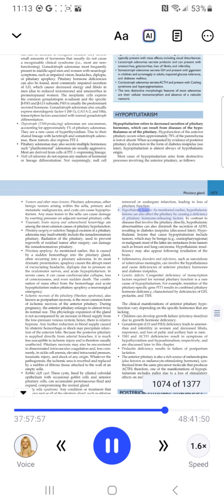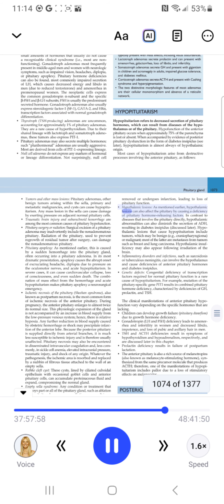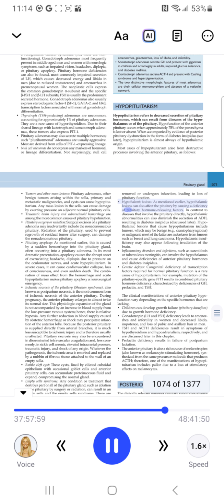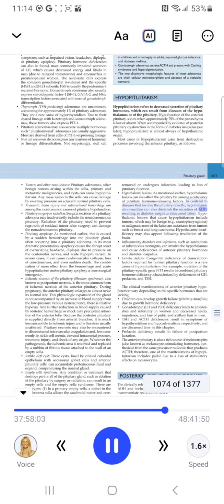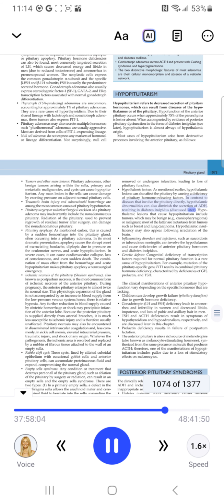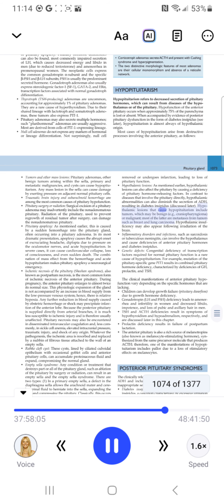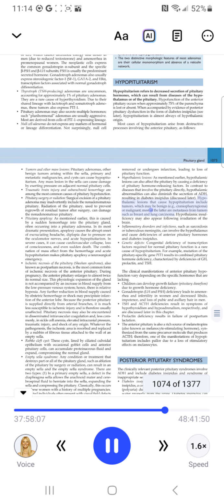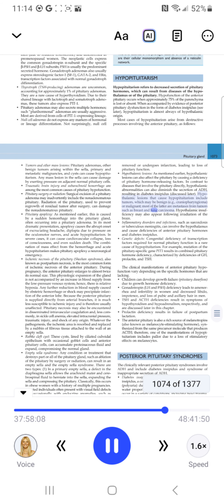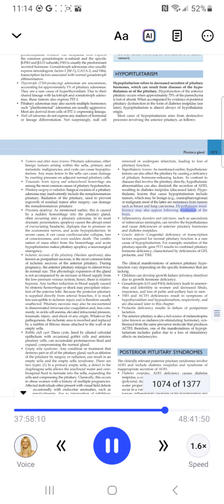Hypothalamic lesions, as mentioned earlier, can also affect the pituitary by causing a deficiency of pituitary hormone releasing factors. In contrast to diseases that involve the pituitary directly, hypothalamic abnormalities can also diminish the secretion of ADH, resulting in diabetes insipidus, discussed later. Hypothalamic lesions that cause hypopituitarism include tumors, which may be benign, e.g. craniopharyngioma, or malignant. Most of the latter are metastases from tumors such as breast and lung carcinoma. Hypothalamic insufficiency may also appear following irradiation of the brain.